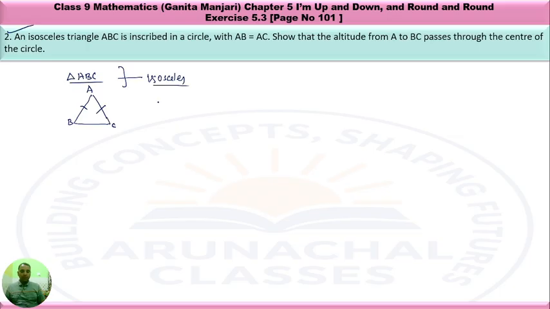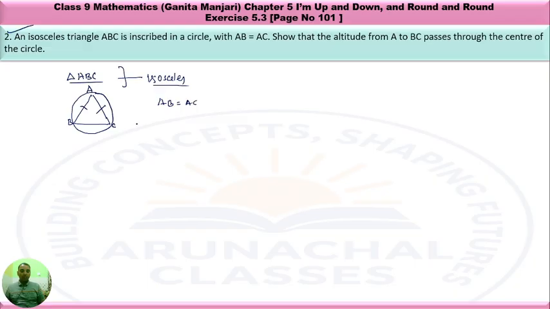Inscribed in a circle means this triangle is present inside a circle. So if I want to draw a circle outside this, it can be drawn in this way. So this triangle ABC is inscribed in a circle with AB equal to AC. AB and AC sides are equal, which I have already shown.